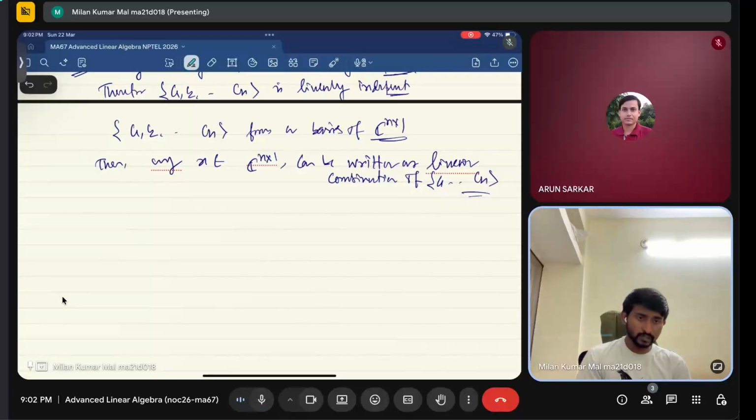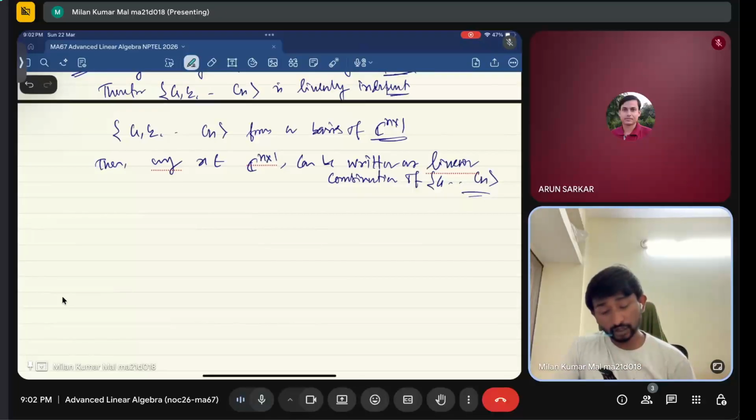In fact, whenever you have a unitary matrix, the columns will form an orthonormal set. They are orthogonal, and those columns will form a basis of the space C^(n×1), and they will be an orthonormal basis. I will be discussing some of the problems from here in the next tutorial.